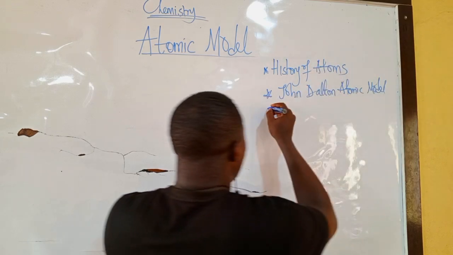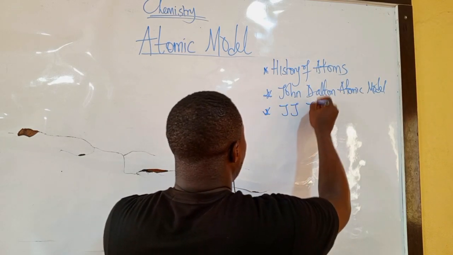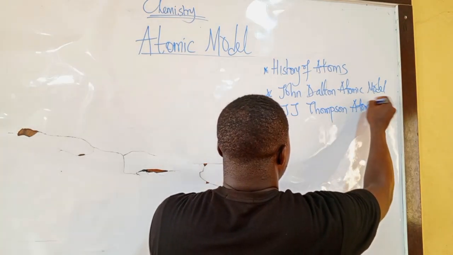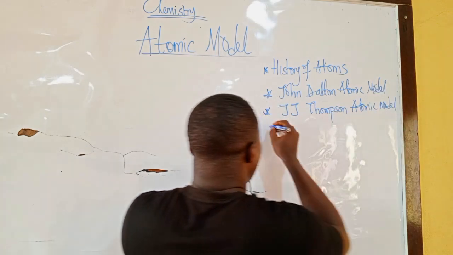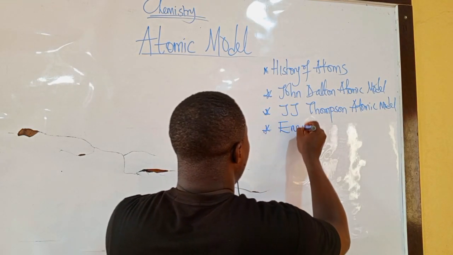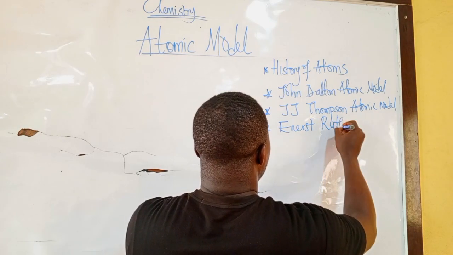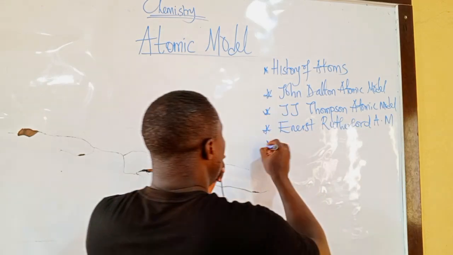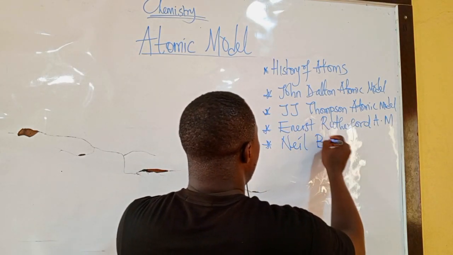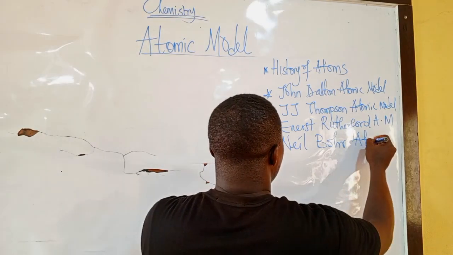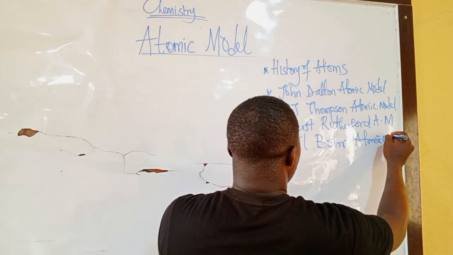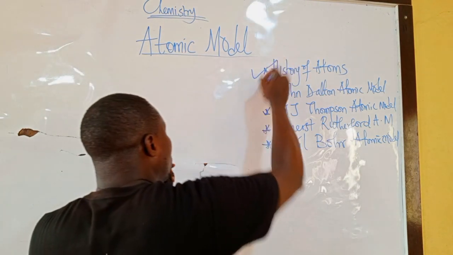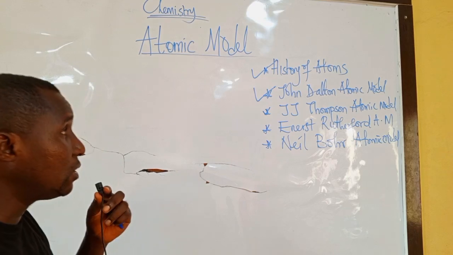Then, in the next video, we shall discuss J.J. Thomson atomic model. This will be in the next video. In the next video, we shall discuss Ernest Rutherford atomic model, then Neil Bohr atomic model. These are the things we shall discuss, but in this video, we shall take this first one and this second one. Please, let us move.